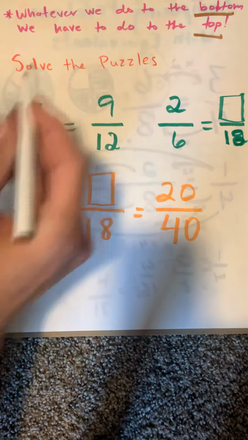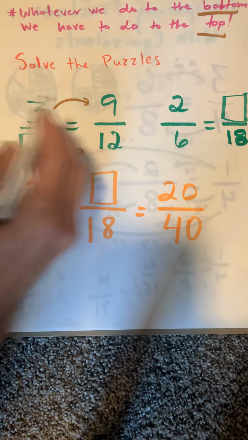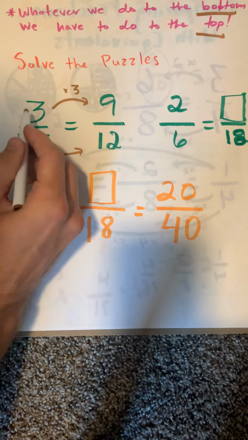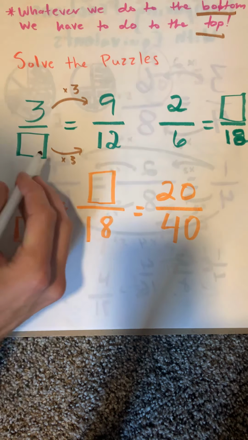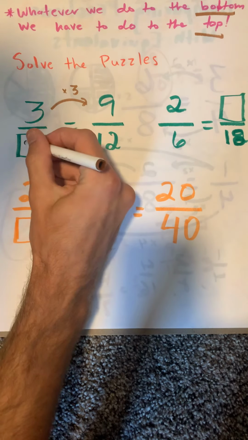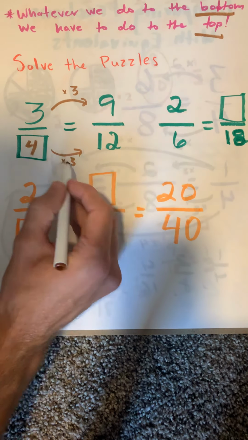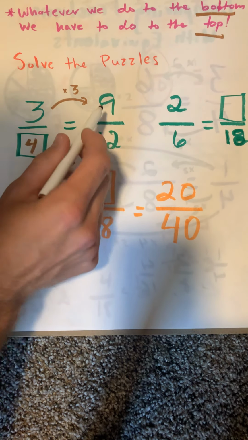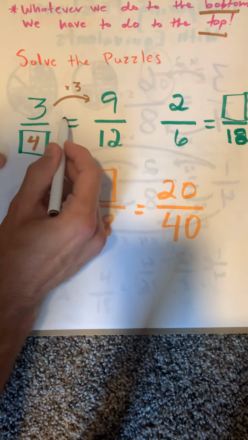So we know our rule, whatever we do to the bottom, we have to do to the top. So we got to figure out how we get from there to there, and how we get from there to there. How do we get from 3 to 9? Simple multiplication. Multiply by 3. 3 times 3 is 9. Whatever we do to the bottom, we have to do to the top. So on the top, we did times 3. That means on the bottom, we also have to do times 3. So what times 3 equals 12? If I think about that for a second, I know that that is 4. I can also think about it as 12 divided by 3 equals what, if that's easier for you. So now we know that 3/4 is equal to 9/12. We multiplied the bottom by 3 and the top by 3. Equivalent fractions right here. They are equal.